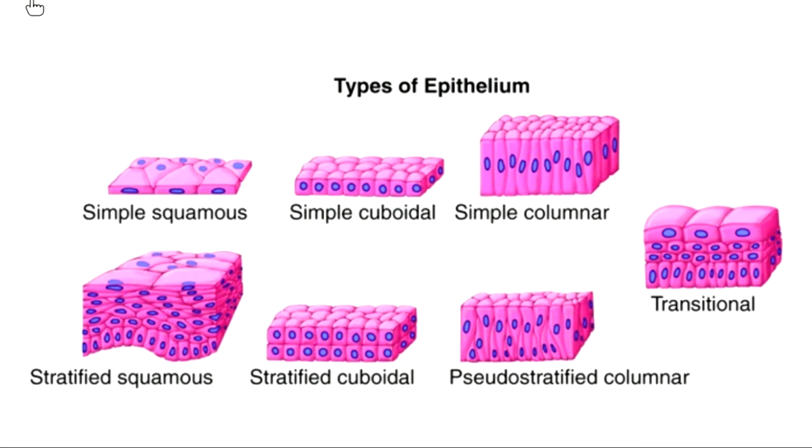Notice how on my top line up here, all of these are simple epithelium. Simple means there's one layer of cells. Stratified means there's more than one layer of cells. There's this weird word right here, pseudo-stratified. Pseudo means fake. So pseudo-stratified epithelium means that we have fake more than one layer.